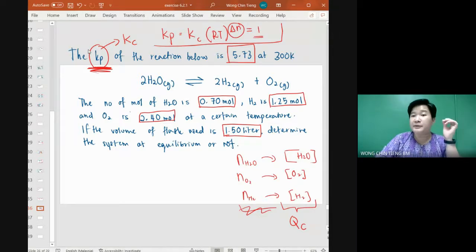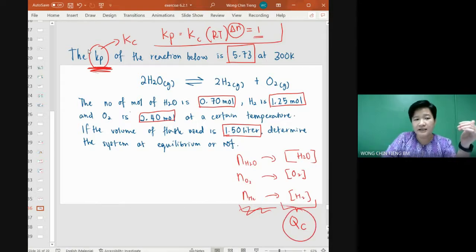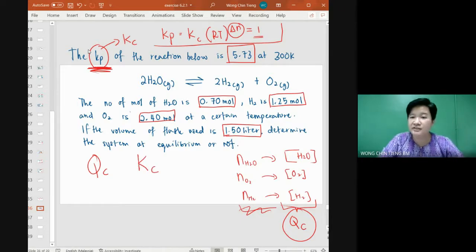So that's why at the very beginning, when I told you about K and Q, you must compare the same respective Q and K. What you are looking for here is QC, so you must always compare your QC with the KC. Can I have the value of QC? The rest stay quiet as usual.